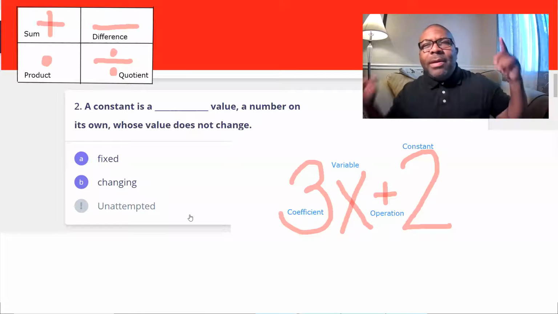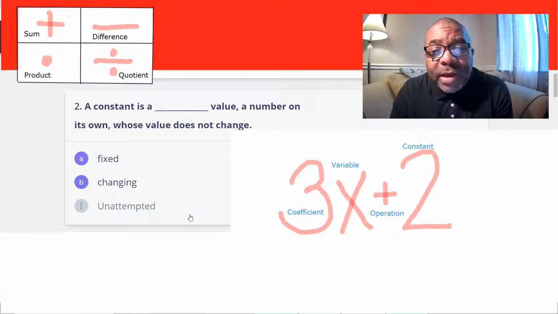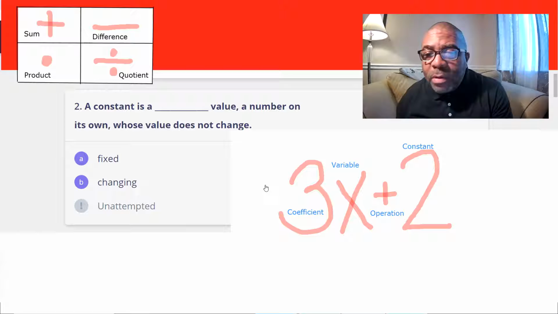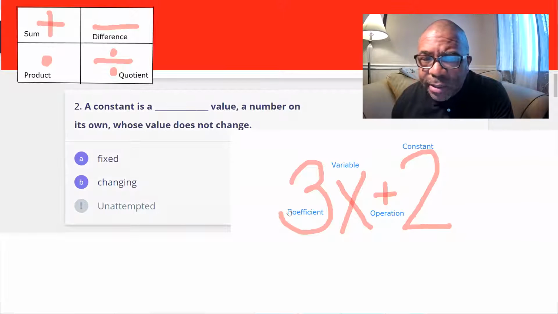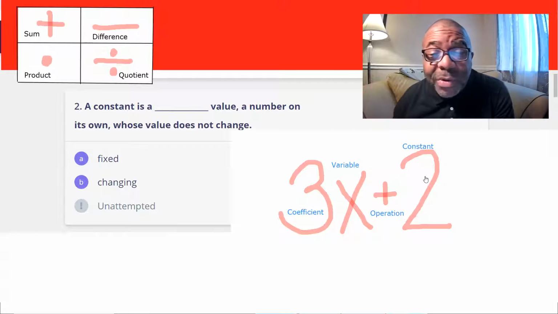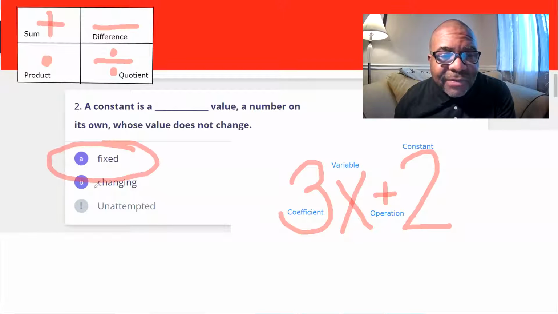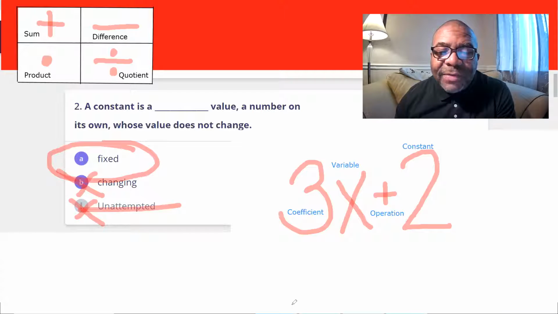Good job. Next question. So a constant is a number on its own whose value does not change. So this 2, does it change? Does it change, or is it fixed? Like, is a 2 actually worth 5? No, a 2 is always a 2. So the answer would be a constant is a fixed value. Keep that in mind.